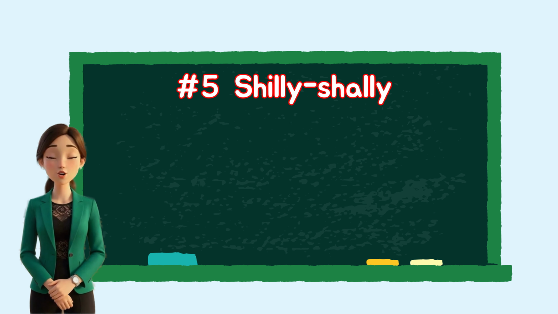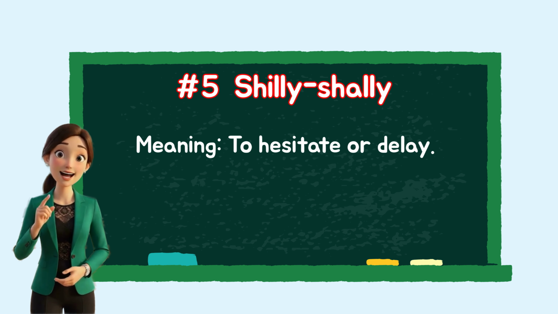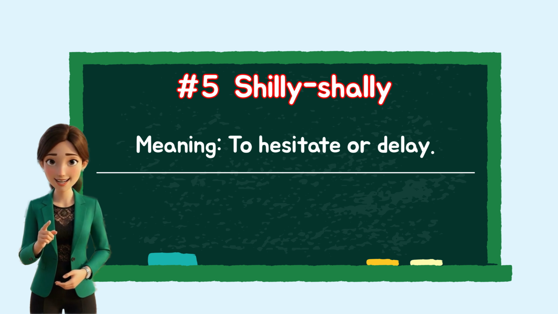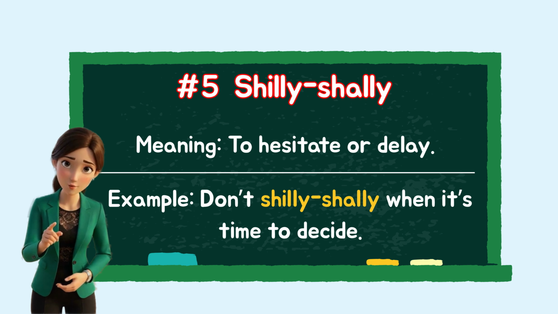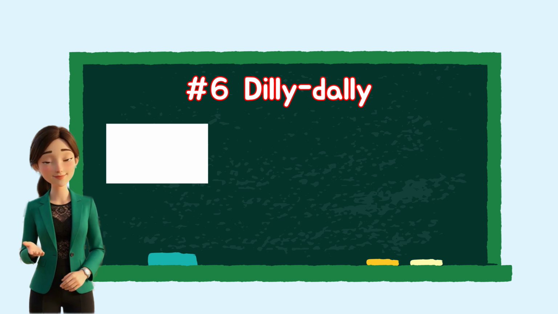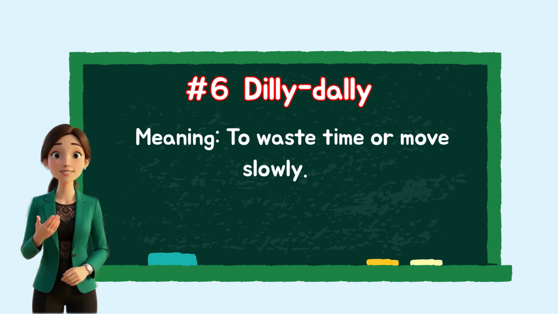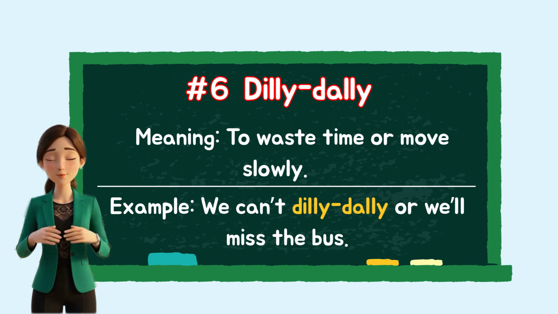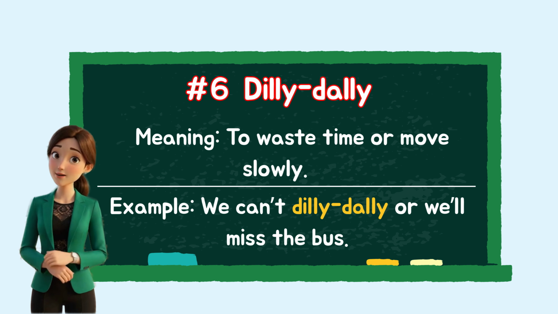Number 5, shilly-shally. It means to hesitate or delay. Example, don't shilly-shally when it's time to decide. Number 6, dilly-dally. It means to waste time or move slowly. Example, we can't dilly-dally or we'll miss the bus.